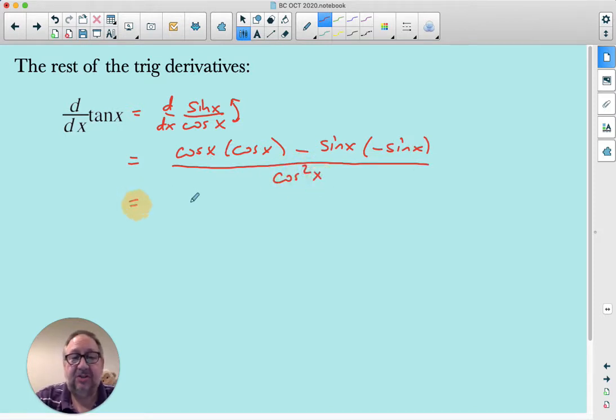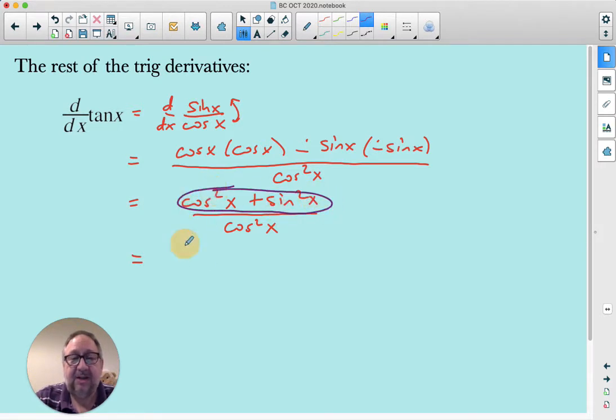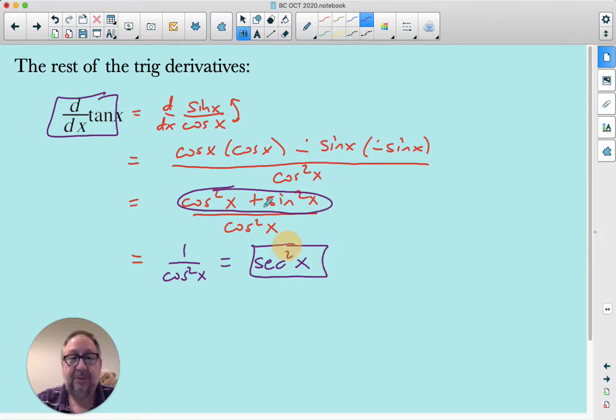So this is going to get us cosine squared x, two negatives, so plus sine squared x, all divided by cosine squared x. And of course you all remember from last year that cosine squared plus sine squared is just equal to 1, divided by cosine squared. And finally, in the world of identities and reciprocals, 1 over cosine is secant, so 1 over cosine squared is secant squared x. So the derivative of tangent is secant squared, and we're going to summarize all of these on the last page, but there's our derivation for tangent's derivative.